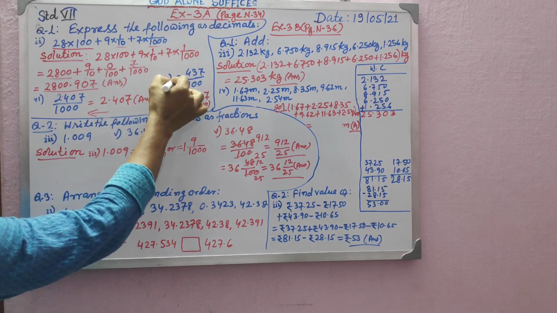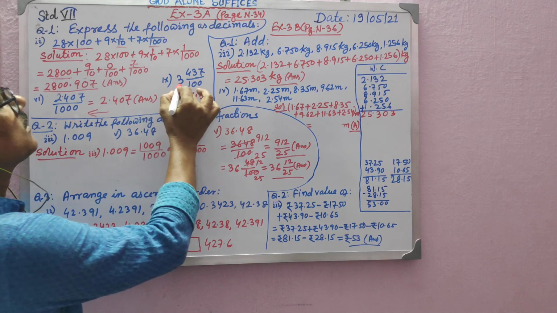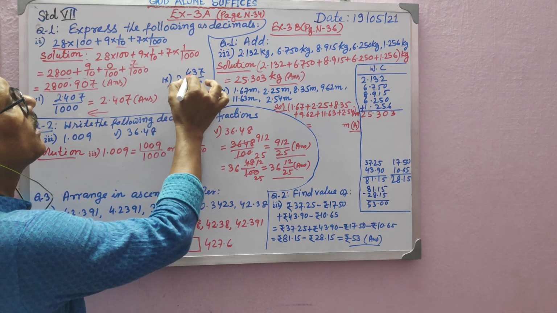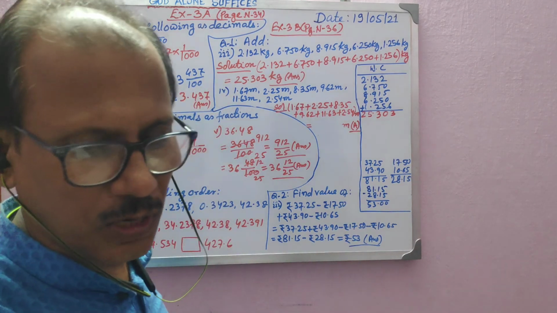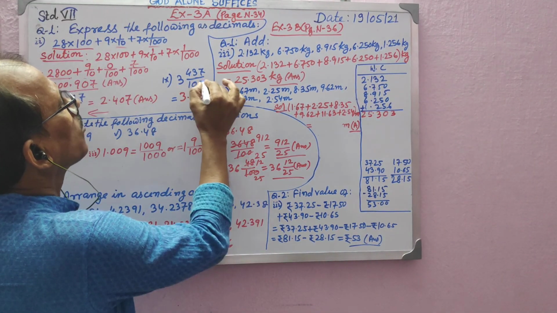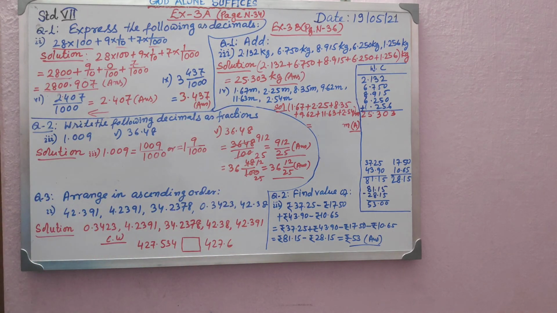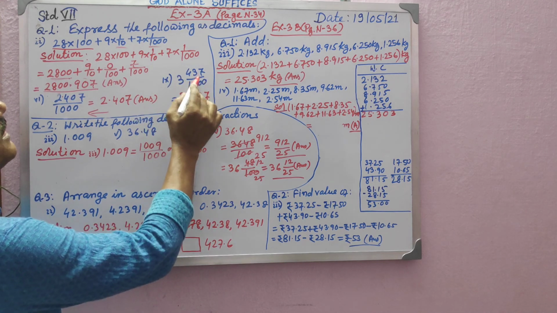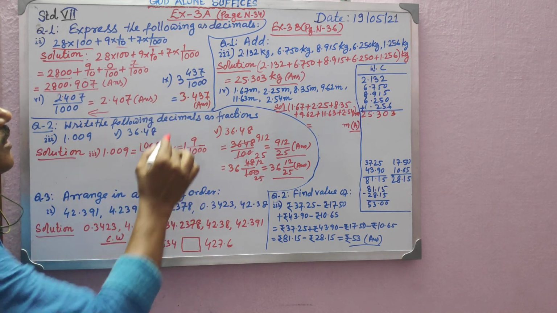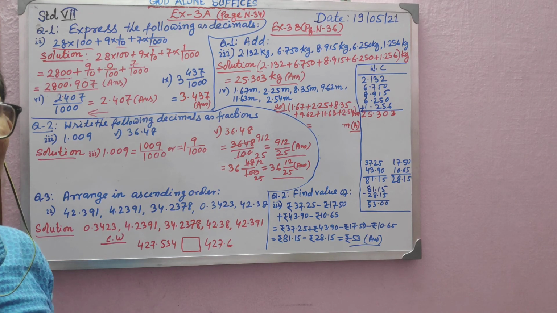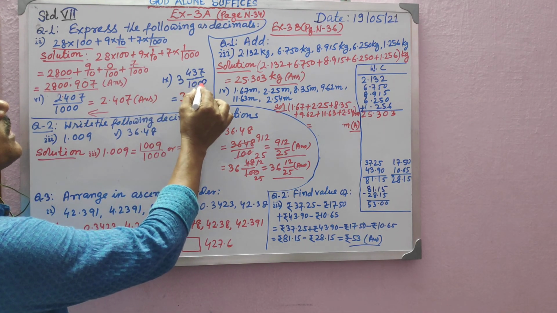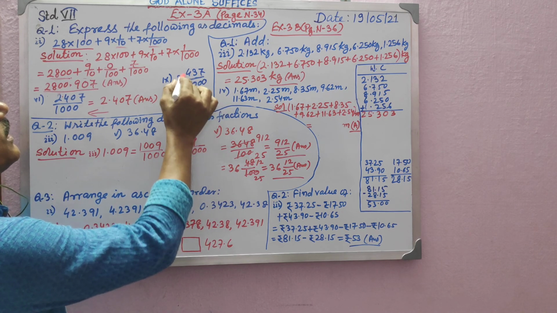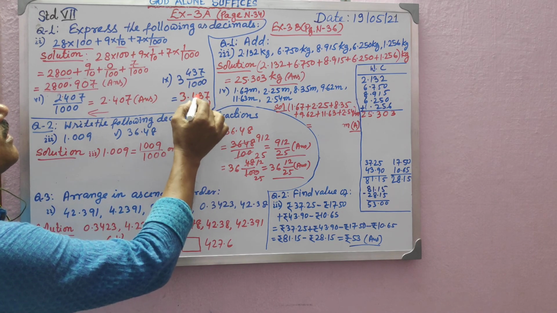So the ninth one is given to you. See, the whole number part is 3, and the fraction is 437 by 1000. Now what happened, here 3 is the whole number part. After the whole number part only the point comes. See how many zeros are there? 1, 2, 3 zeros. Therefore 1, 2, 3. Here only the point will be. Could you understand?